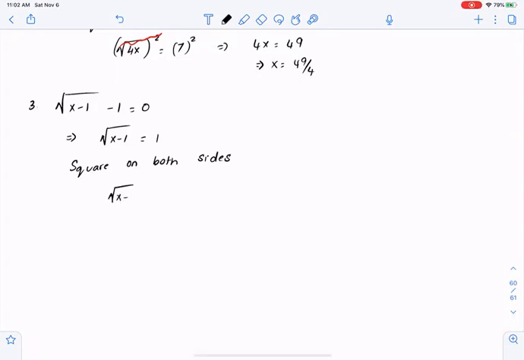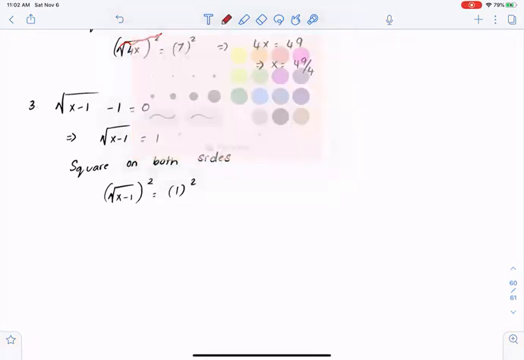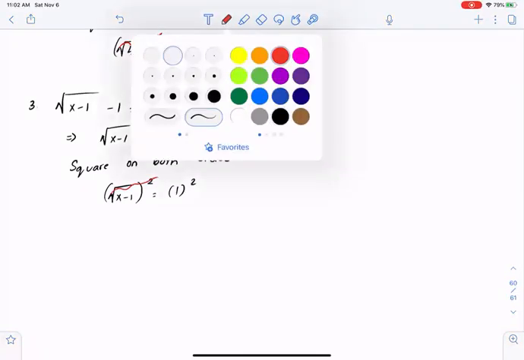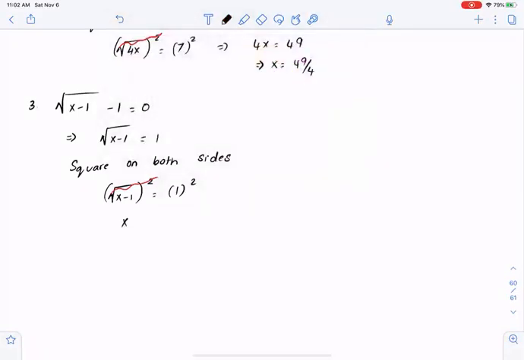So square root of x minus 1 squared would be equal to 1 squared. The root and the square will get cancelled. X minus 1 would equal 1. Move the negative 1 to the other side, it becomes positive. So x is equal to 2.